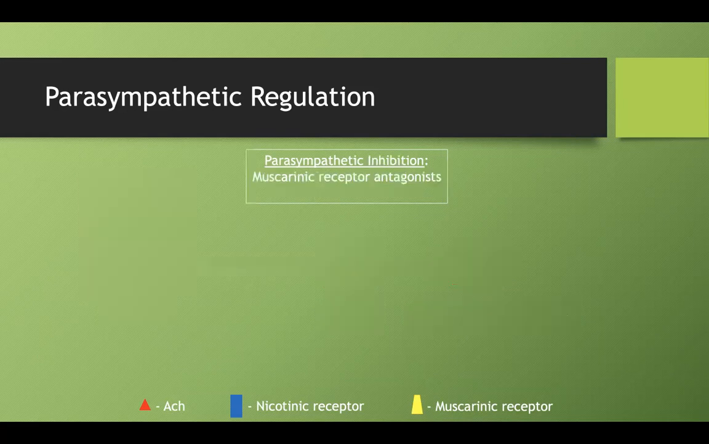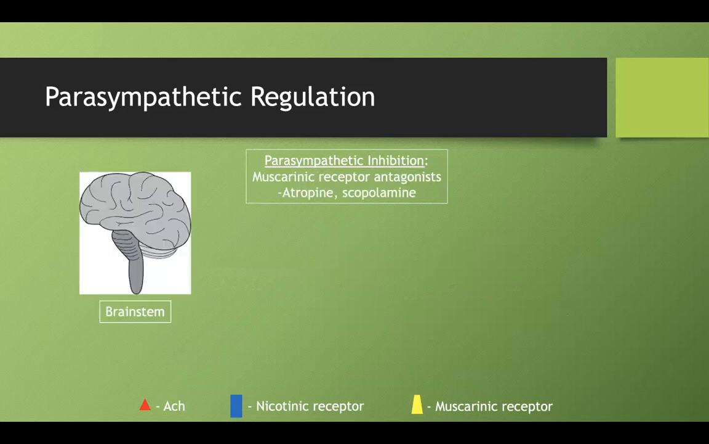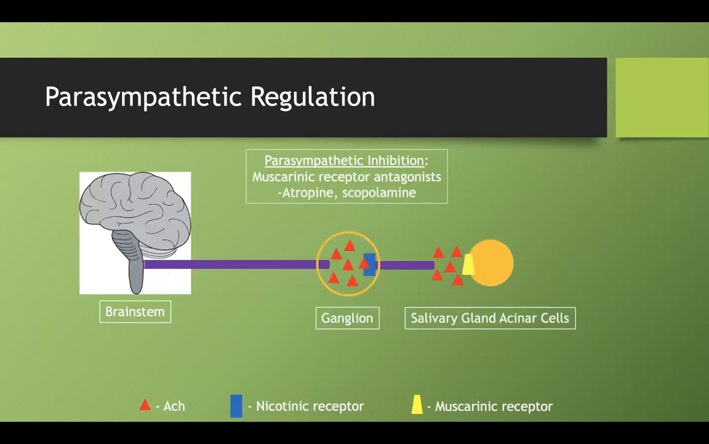On the flip side, if we're going to talk about inhibition with things like atropine and scopolamine, we have the same idea where the signal gets transmitted all the way through. But this time, if we have atropine or scopolamine, what they can do is antagonize that receptor. So they will actually block that receptor so that the salivary gland acinar cells do not output as much secretion. So that's why if you give somebody a medication like atropine, they're going to have dry mouth, among other symptoms.